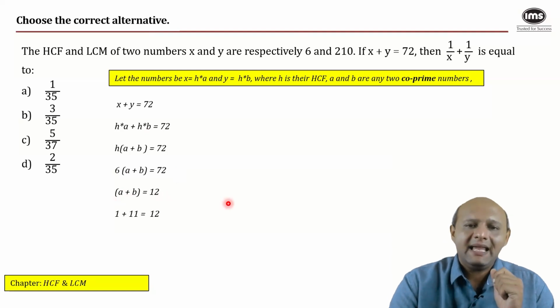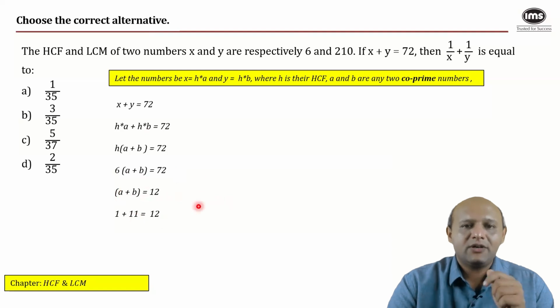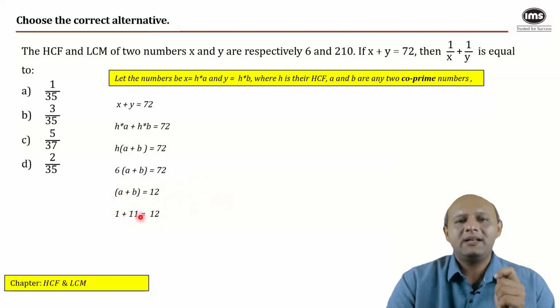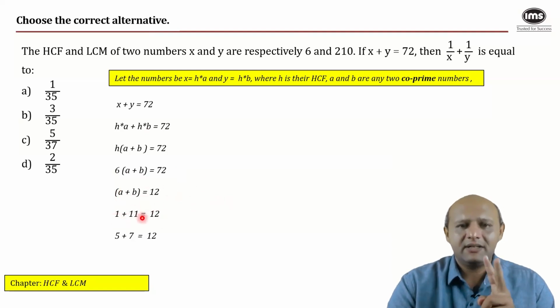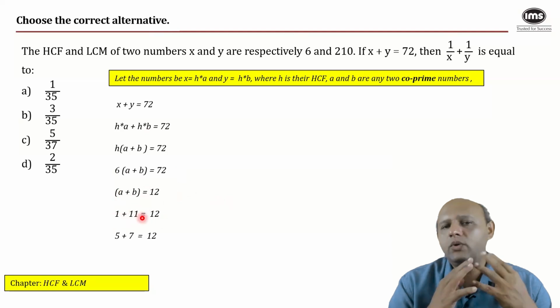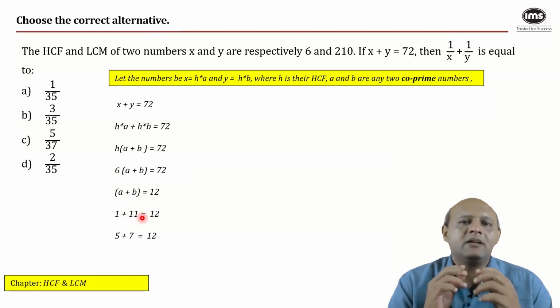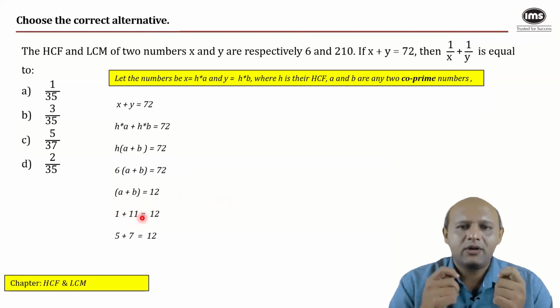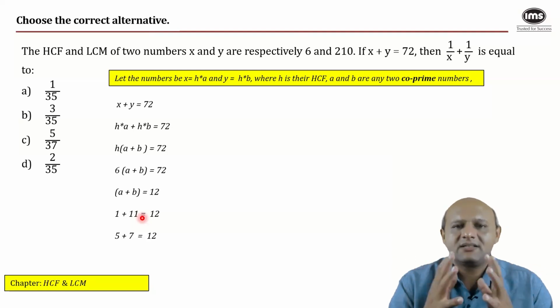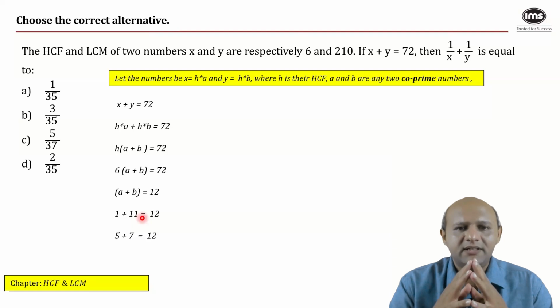Now, you know that a and b are two co-prime numbers, right? So the only possible values you can have are 1, 11, or 11, 1, or 5, 7, or 7, 5. Is there any other possibility? No. If you think about it, 2, 10 is not co-prime, 3, 9 again not co-prime, 4, 8 not co-prime, 5, 7 is co-prime, and 6, 6 is not possible. So these are the only possibilities, four if you list it the other way around. So 11, 1 and 7, 5 are also accepted.